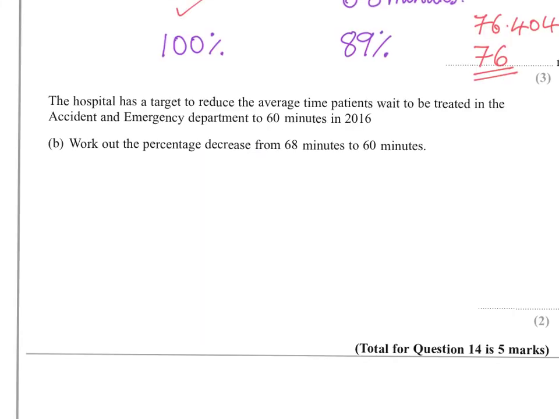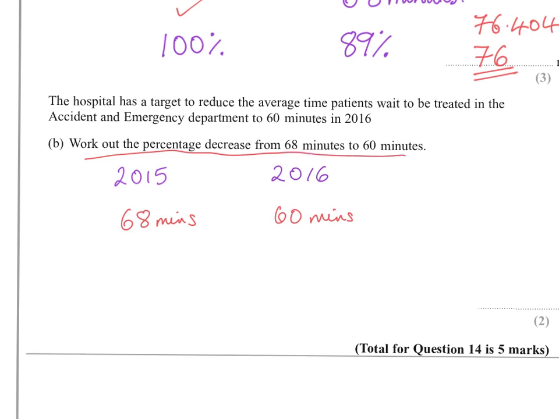Well, first of all, we can write down 2015 and also 2016, and it wants to reduce its time from 68 minutes to 60 minutes in 2016, and you've got to work out the percentage decrease here. Well, these aren't too bad. Always remember where you start from. And so if you want to look at the percentage change, you're always comparing it to where you start from.